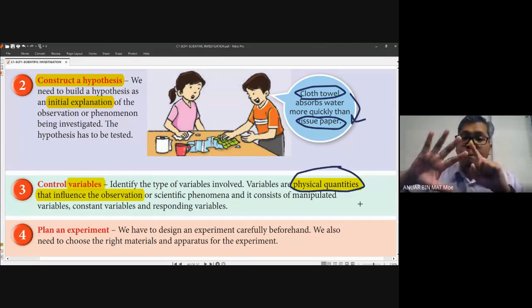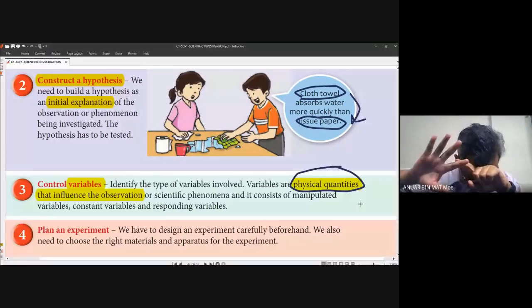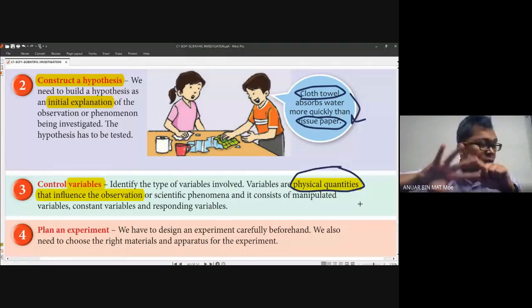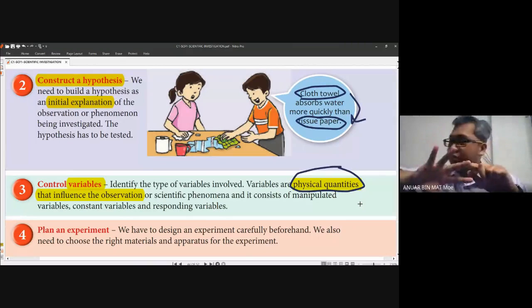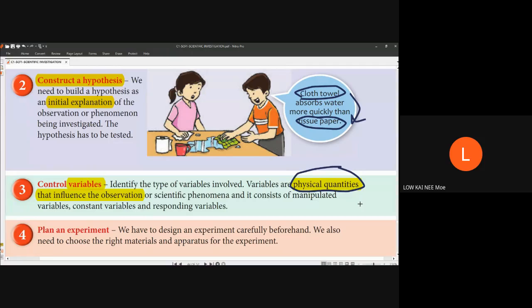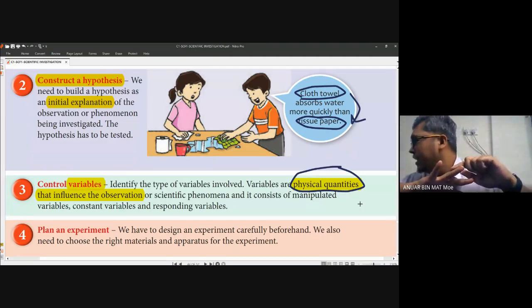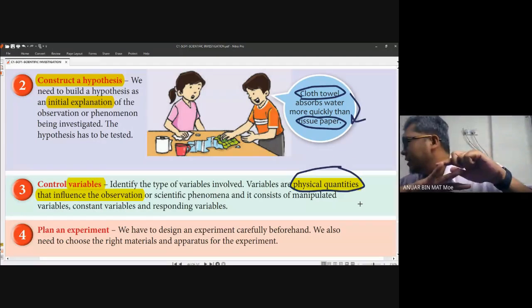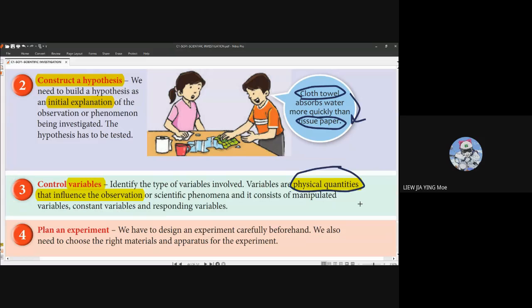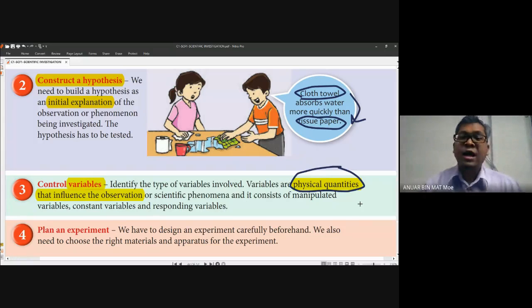Length, mass, temperature. What else? Time. Yes, very good. And electric current. So that, yes, very good. I hear you. Electric current. Okay, physical quantities.